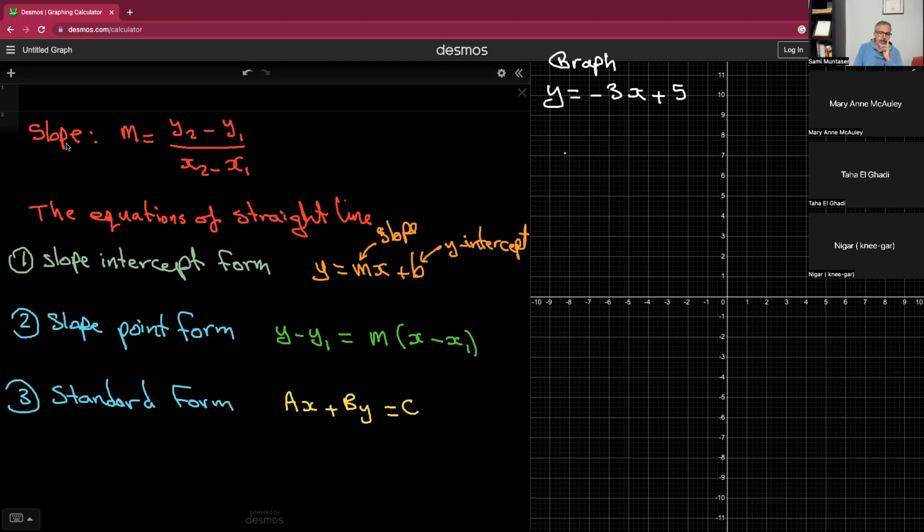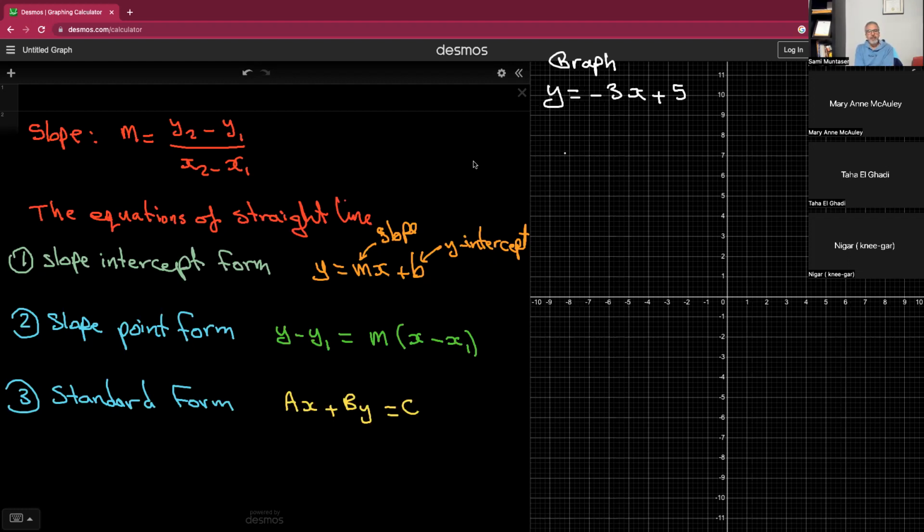We talked about the slope last time, and we know the slope is y2 minus y1 over x2 minus x1. Today, we're going to explore graphing. And also, if we have time, we're going to look into deriving formulas when they're giving us points on the graph.